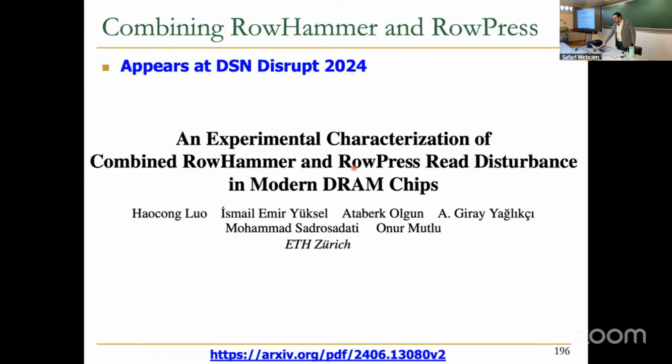And we have another paper. Well, it's not coming up anymore. It was published last year in DSN Disrupt. This is a hybrid access pattern, part of RowHammer, part of RowPress, some RowHammer access pattern, some RowPress access pattern, mixed together, and it reduces the time to first bit flip quite a bit.